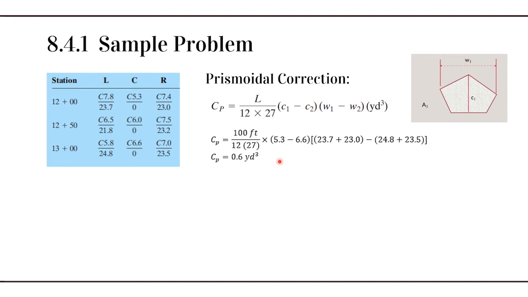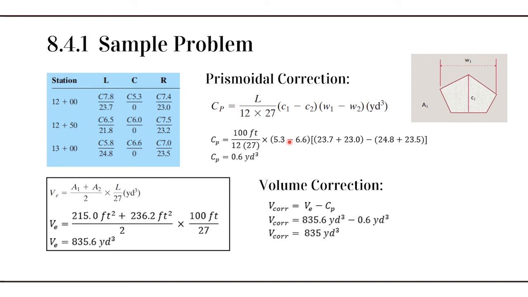So we can now get an accurate result because we have the Prismoidal correction. We can correct the volume from the average end area by subtracting the Prismoidal correction. So this is what we computed before, the average end area volume. 835.6 minus the Prismoidal correction is equal to 835 cubic yards. So this is now the correct volume of the given 3-level cross section.